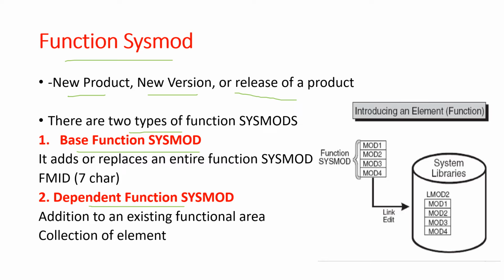Base function SysMod adds or replaces an entire functional area in the system, and a base function is packaged as a function SysMod and it is identified by the FMID. So FMID means function modification identifier. FMID is a 7 character identifier that needs to be unique to distinguish one product from another.